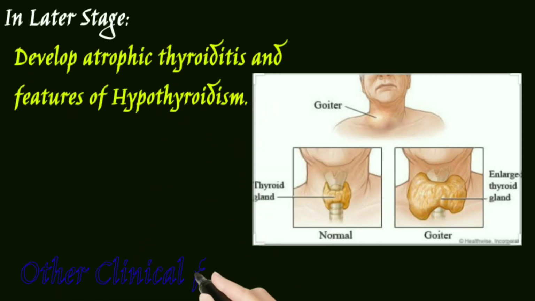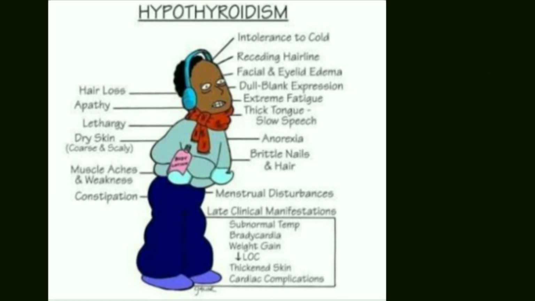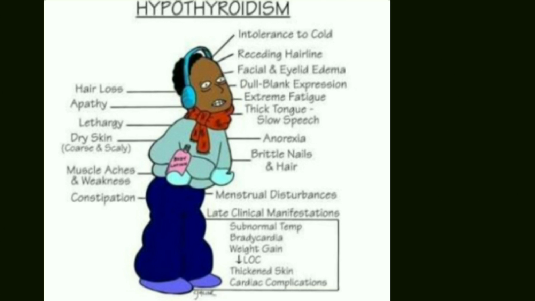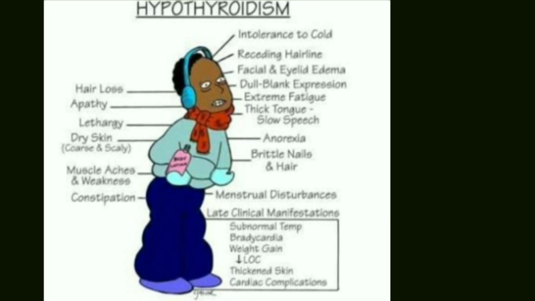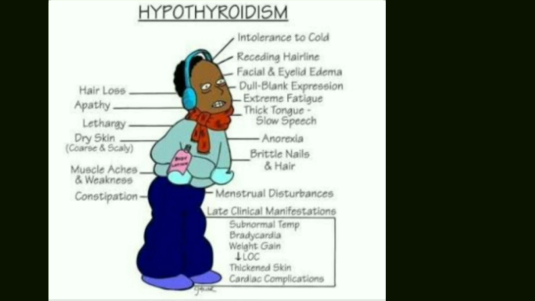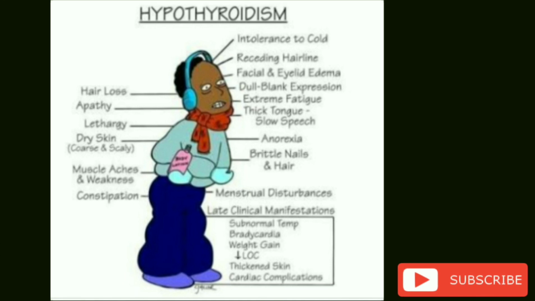Other clinical features. As we can see in the picture, it includes intolerance to cold, shown with sweater and gloves, receding hairline, facial and eyelid edema, full blank expression, extreme fatigue, thick tongue, which leads to slow speech, anorexia, brittle hair and nails, menstrual disturbances, constipation, dry skin. Notice guys, the person is carrying body lotion, etc. And some late clinical features like subnormal temperature, bradycardia, weight gain, locally thickened skin, cardiac complications, etc.